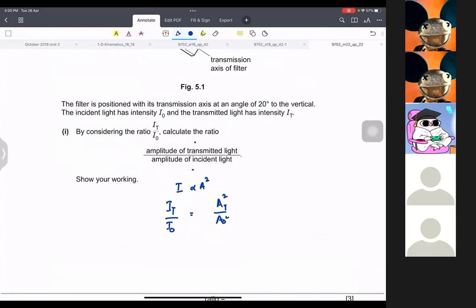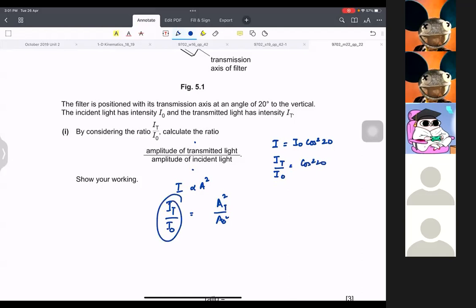Now, how do we do this? I equals I naught cos square. This is the Malus law. Okay. Cos square 20. Because we know, right. Now, I is the transmitted one. I naught is the incident one. So this will be cos square 20. So instead of these, we can put it here.